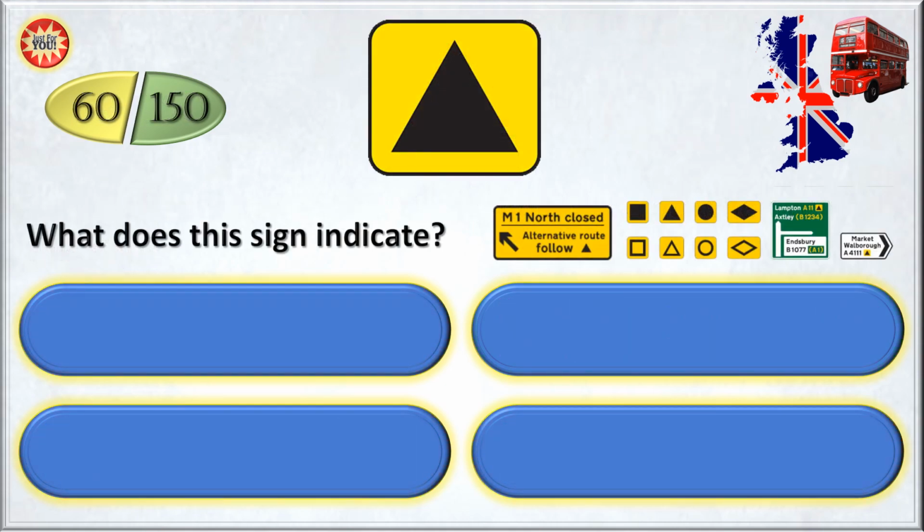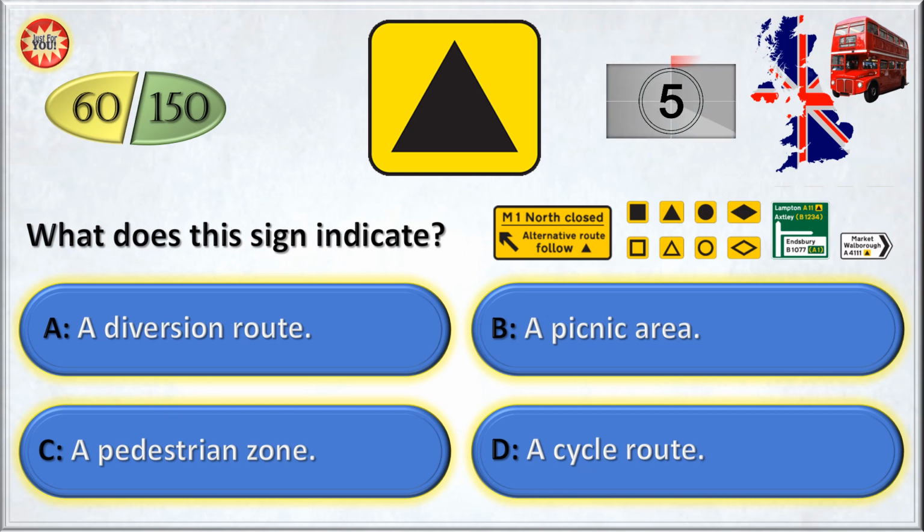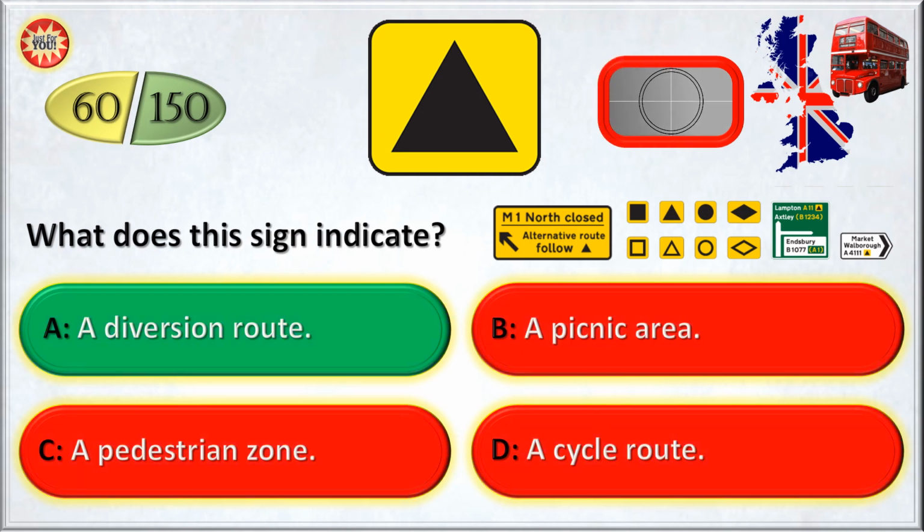What does this sign indicate? A diversion route, a picnic area, a pedestrian zone, a cycle route. A diversion route.